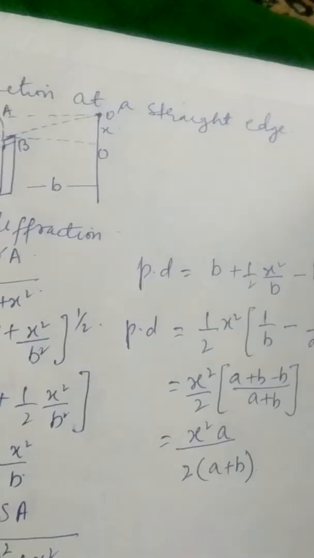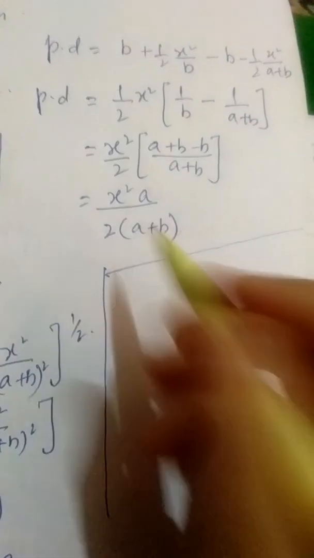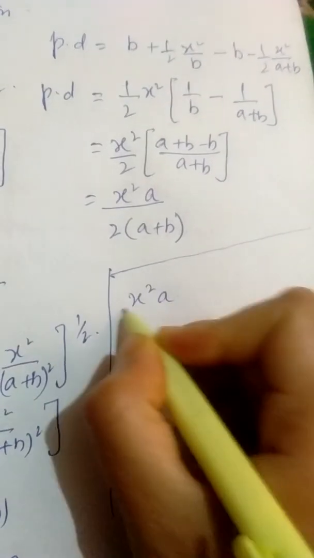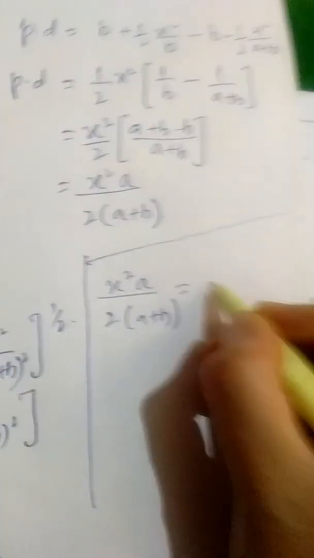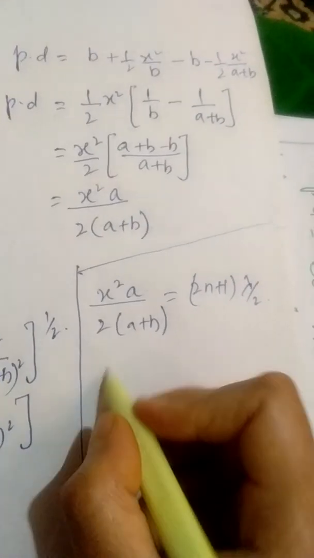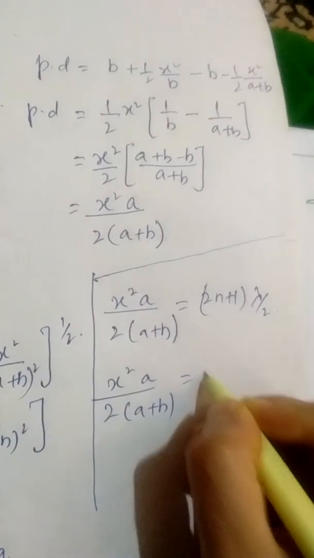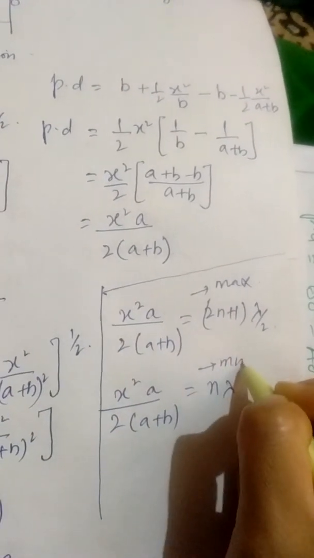Now we set the conditions for maxima and minima. We know that for diffraction from a single slit, the conditions of maxima and minima, based on your previous knowledge, are that if this path difference x square a by 2 times a plus b is equal to (2n plus 1) lambda by 2, it is the condition for maxima. And if this path difference is equal to n lambda, this is the condition for minima. So this is the condition for maxima and this is the condition for minima.